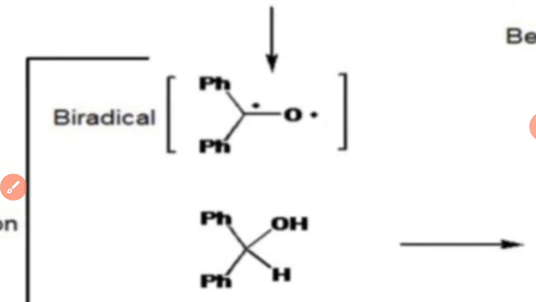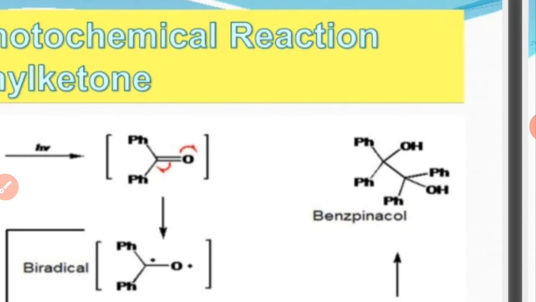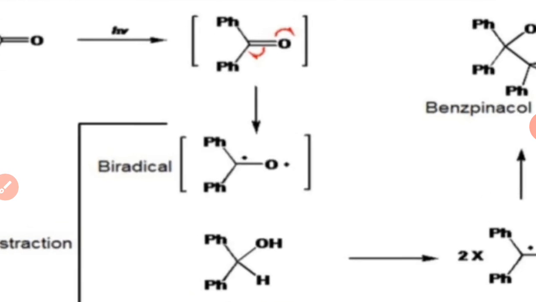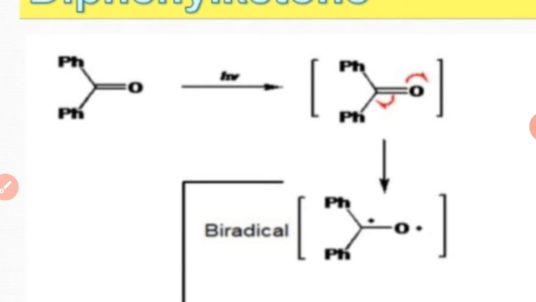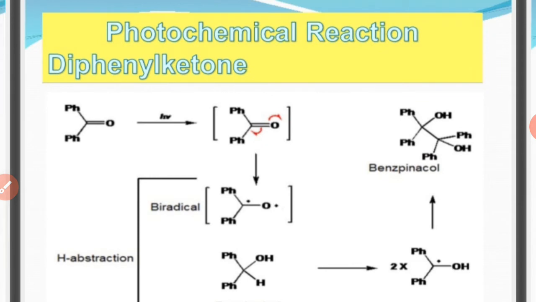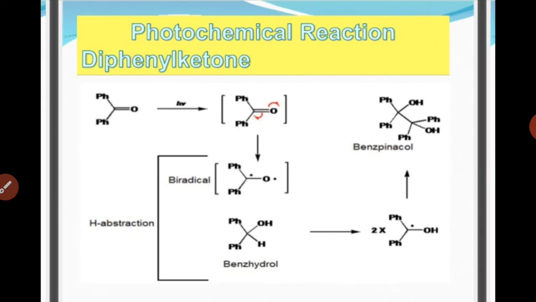This biradical will be very reactive and will go on to form further reaction, and the last product will be an alcohol, benzpinacol. This is the pinacol rearrangement reaction, a very important one. We will discuss it later. However, my motive was to tell you that because of the photochemical reaction, biradicals are usually formed, and the example given here is diphenyl ketone. I hope the point is clear. If you have any confusion, you have to ask me in the comment section.